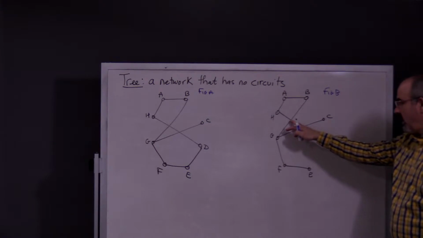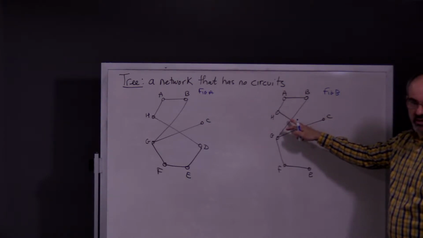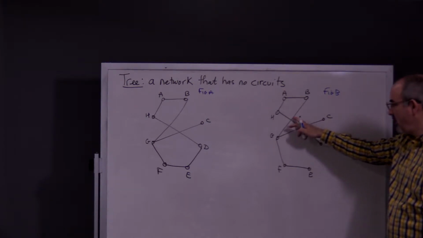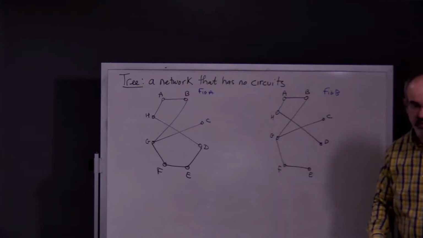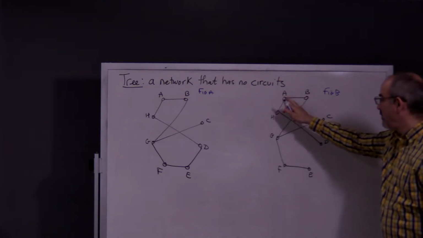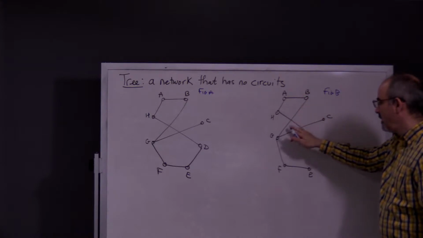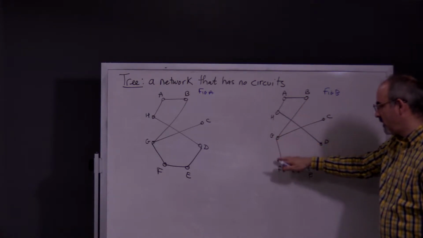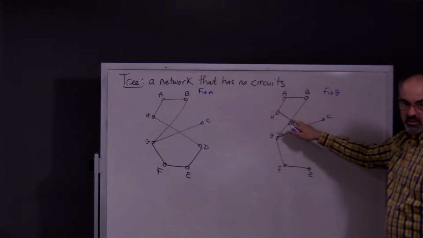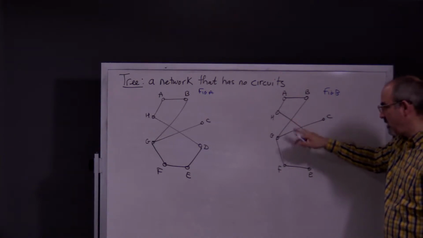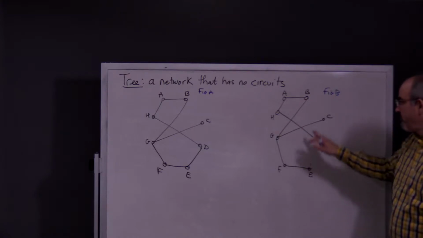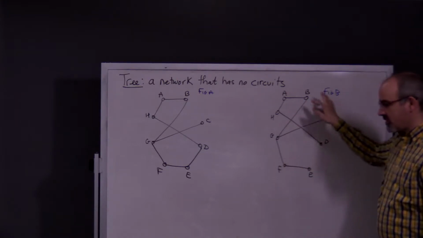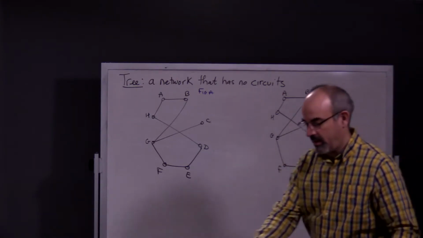Right here there's not a node. These are just two edges crossing each other. There's not a vertex there. So there's no circuit here. Remember, the vertices are labeled with letters, so there's not a node or a vertex here, so there's no circuit. So this is a tree, and I'm going to redraw it.